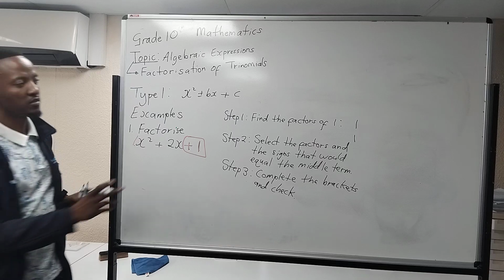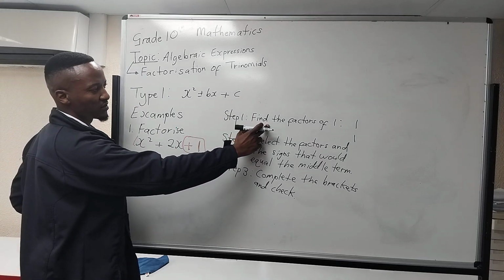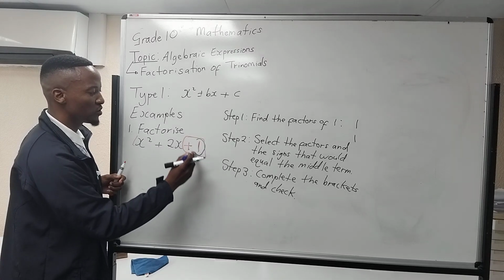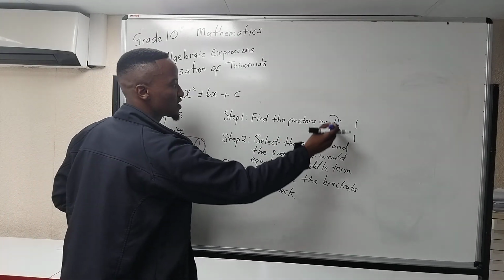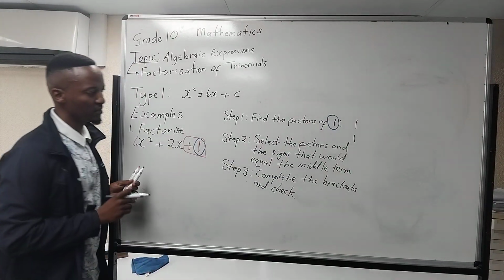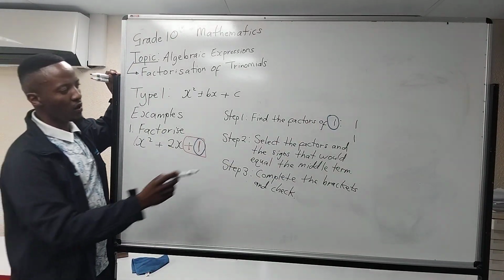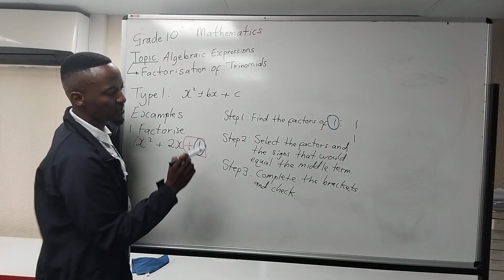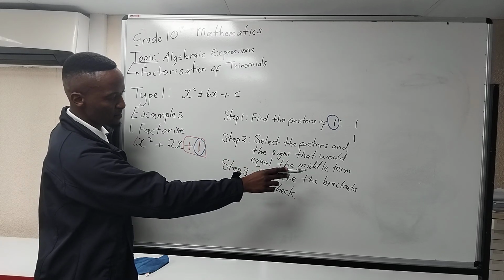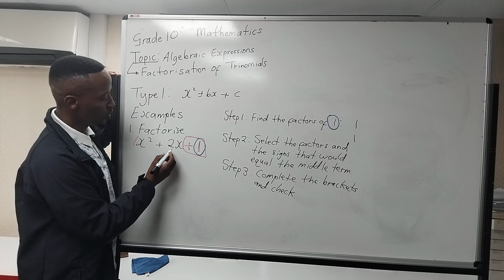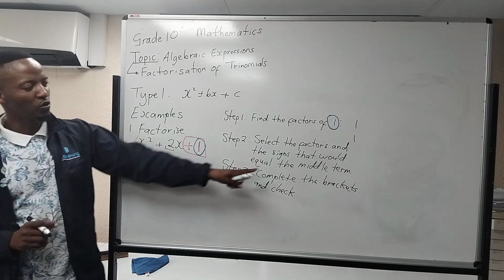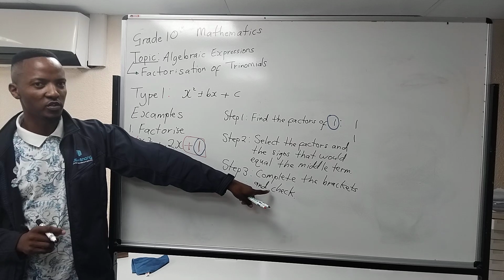Step 1, we find the factors of 1, which are 1 and 1. Step number 2, we select the factors and the signs that would equal the middle term. In other words, we are referring to the coefficient of the middle term. The last step, we complete the brackets and we also check.